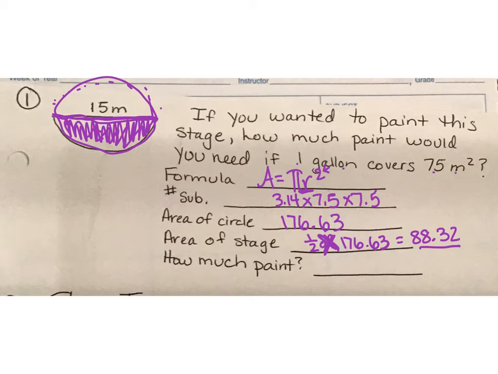Oops, that makes me realize that I forgot my label. When we do area, our label's meters over there. So we're going to label this meters squared because area measures squared. So go ahead and put that in. So the area of the stage I need to cover is 88.32 meters squared. Then I read the question. It says, oh, 1 gallon covers 75 meters squared.